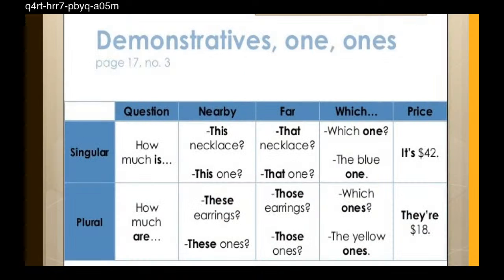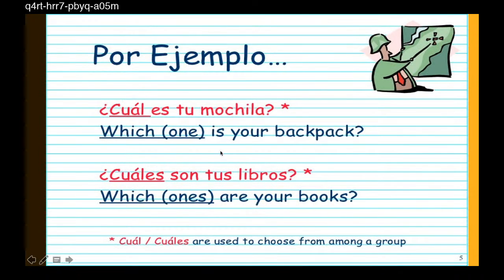And here, we can see different forms of demonstrative one and ones. So in singular, we use one. In the case of a question, we use the structure which one, the blue one. And we use ones for plural form, and in the question form we can have which ones, the yellow ones. Okay, which one is your backpack? Here we can remove, for example, backpack, and say which one is yours, and one makes reference to the backpack. Which ones are your books? Instead of repeating books, we can say which ones are yours. So ones makes reference to our books.